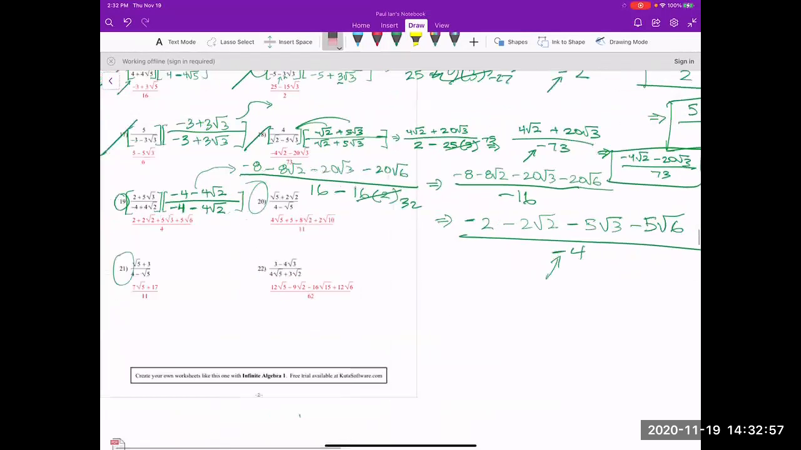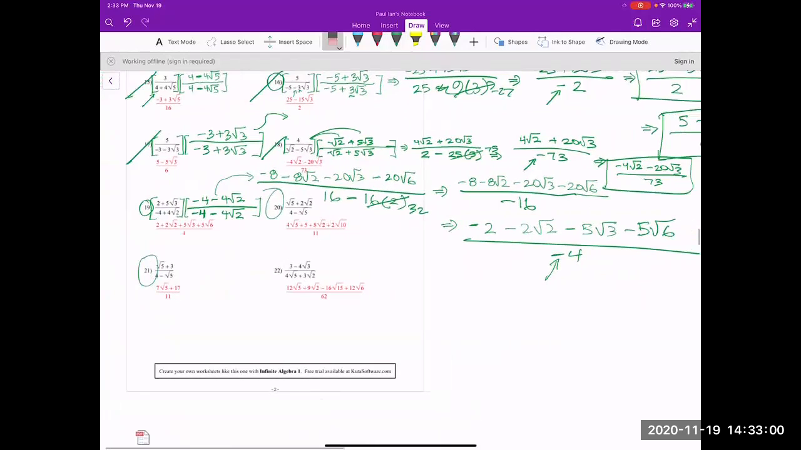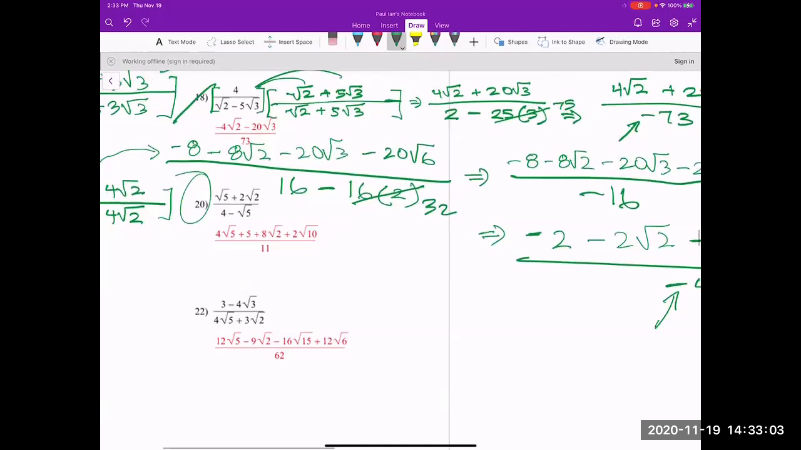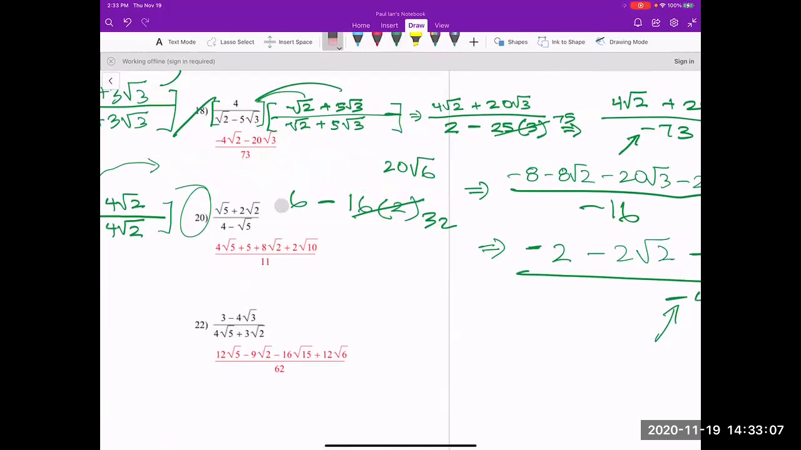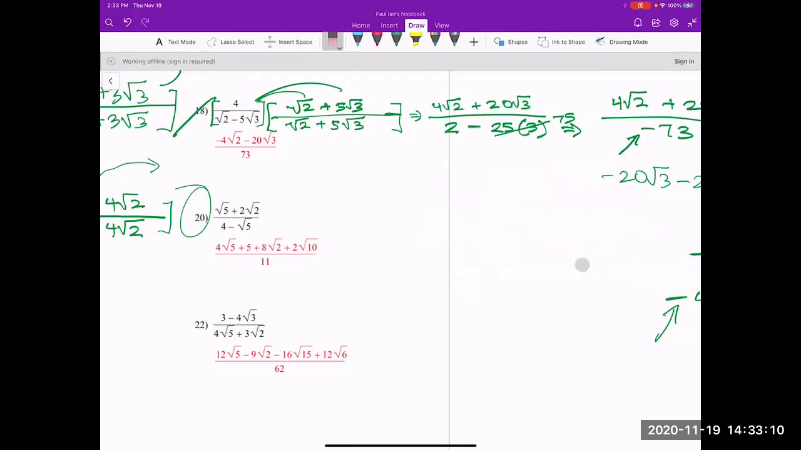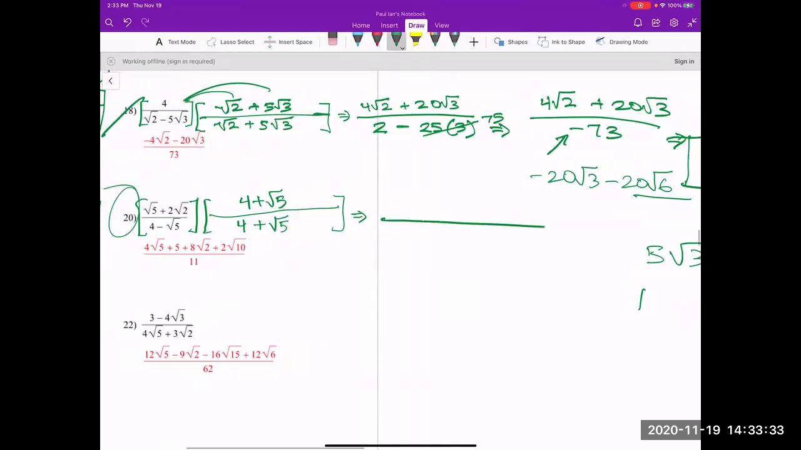So, okay, now number 20. All right, so for this one, let's erase some of these. I don't need this anymore. All right, so for number 20, what do you do? What do you multiply it, top and bottom? 4 plus square root 5. Yep, you're getting a hang of it. That's good. So what's next? Distribute. Okay. So what's the terms up top? There's like 4 of them.